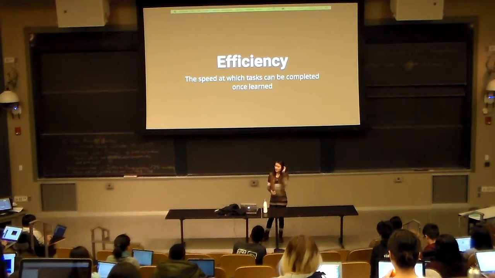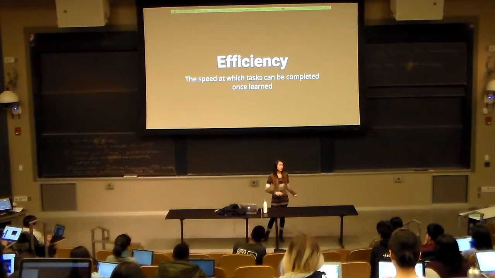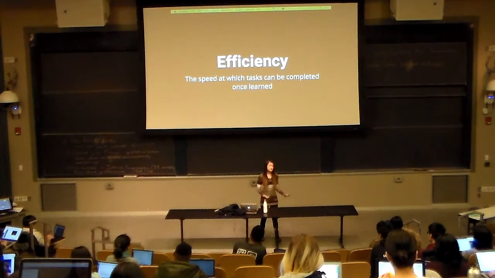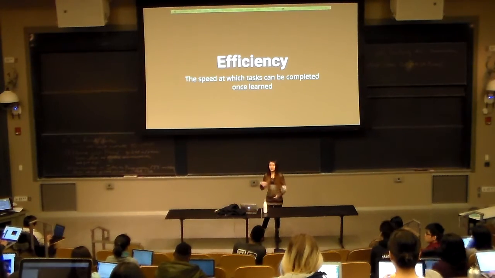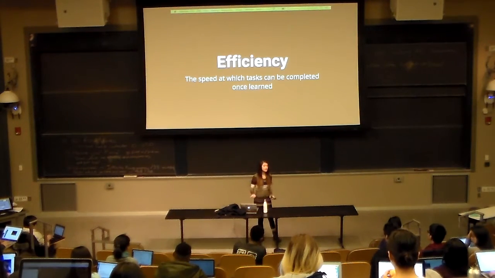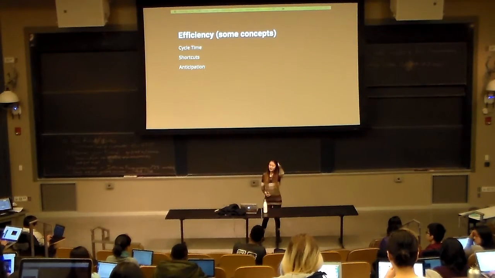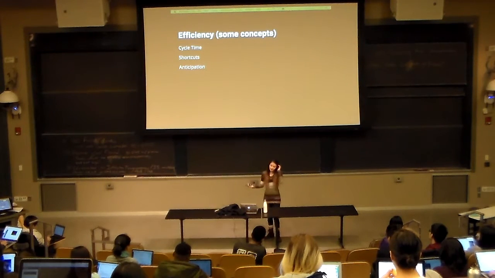The next big element of usability is something called efficiency. And this means that actions that are performed by a user more than once can be performed very quickly. So once the user has gotten acquainted with the app and has learned everything they need to know, now they'll be performing routine actions, and you want that to be a pleasant experience as well. Some concepts in efficiency are cycle time, shortcuts, and anticipation. I'll talk about these with case studies as well.